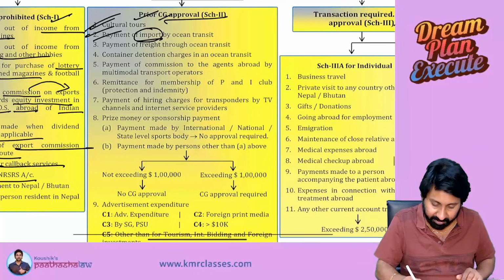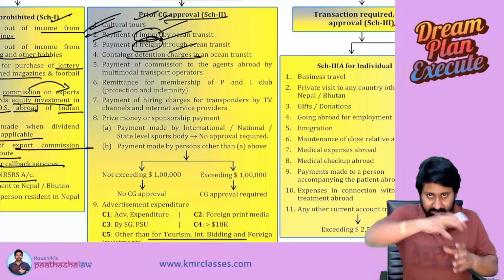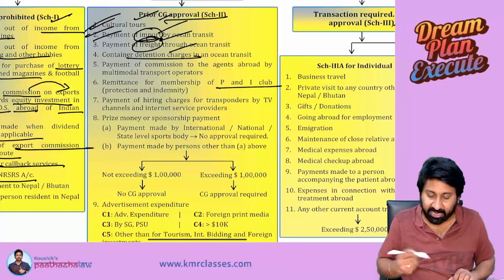Import payment, freight payment, container detention charges. The container has to come out in ocean transit. Okay. Next one, P&I club membership.